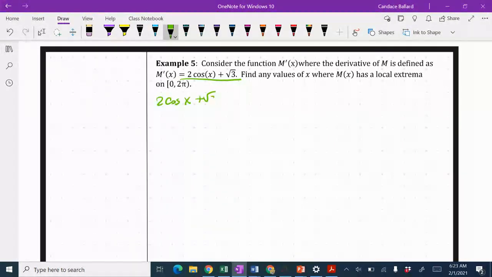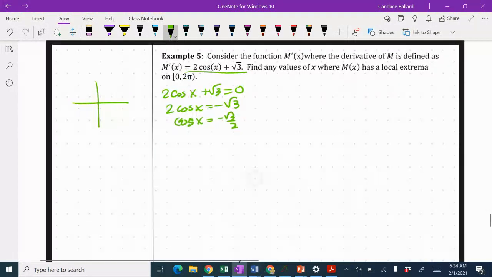I'm going to start the same way. I'm going to set my derivative equal to 0. The good news is they already gave me the derivative. So I've got 2 cosine of x equals negative square root of 3, and cosine of x equals negative square root of 3 over 2. So I am going to look around my unit circle for anywhere where the cosine is negative square root of 3 over 2 to find my critical numbers.